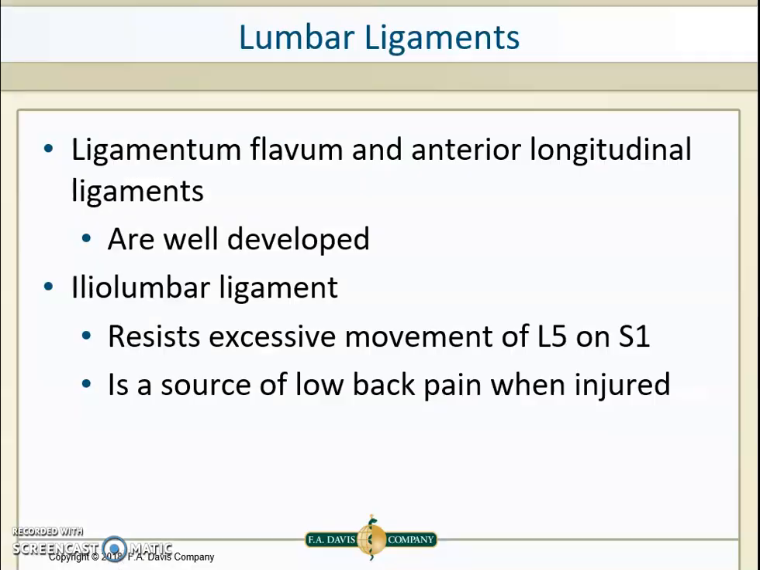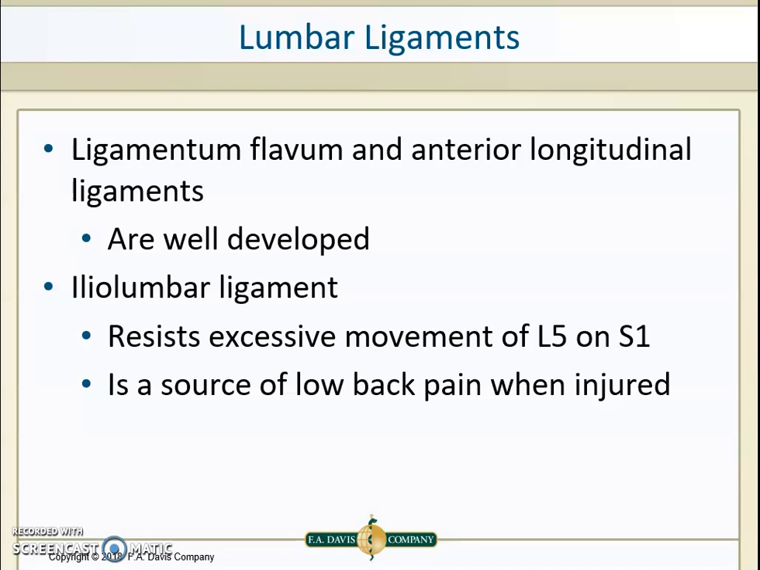Ligamentum flavum and the anterior longitudinal ligament are the two ligaments that provide support to the lumbar spine anteriorly, and the ligamentum flavum, being inside the spinal canal, also provides support so that the lumbar vertebrae do not slip anteriorly on top of each other.